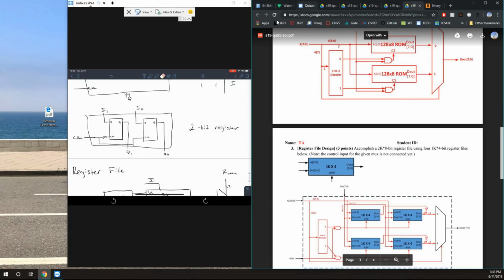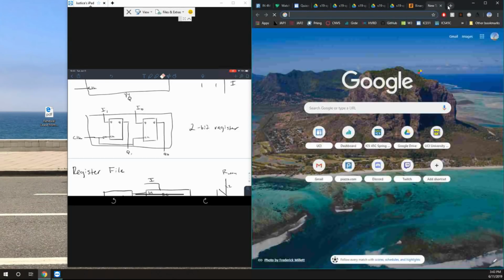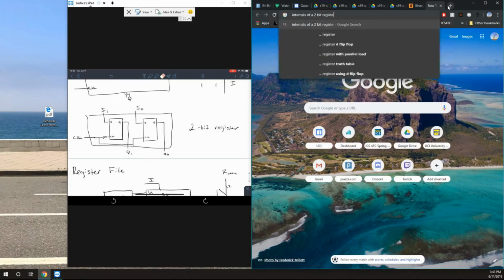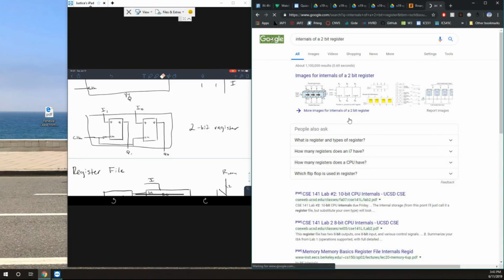I don't know, let's look it up. I think she's trying to say this is a 2-bit register file, and it's choosing between one or the other. I feel like I can't type. Let's see.